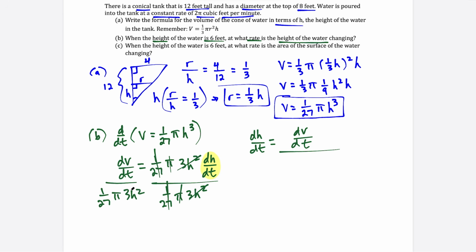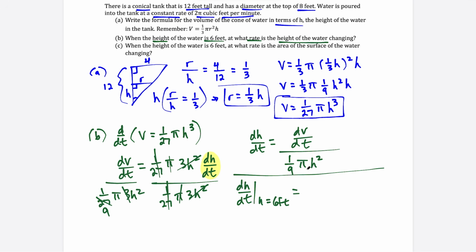So now we can just simplify this a little bit. So 3 over 27 simplifies to 1/9. So we're going to have 1/9 pi, and then h squared. So our goal is to find the rate of change of the height when h is equal to 6 feet. So we have at h equals 6 feet. So now we just plug in, and now we have to think about, so let me just draw a separating line like this.